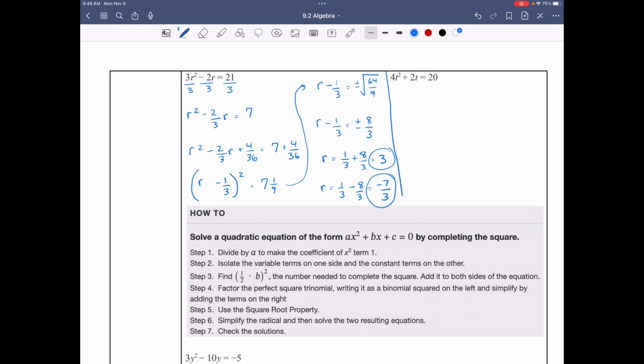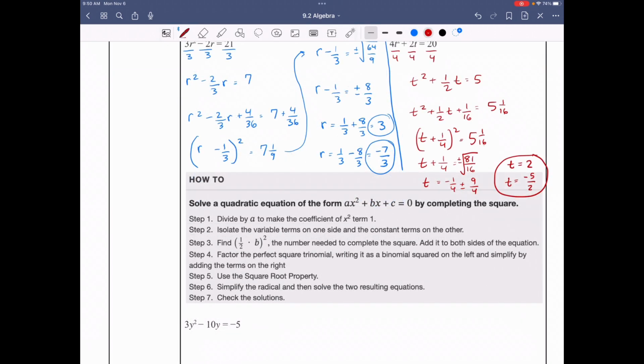Okay, I'm going to pause the video and let you follow those same steps to do the next problem, and check your answer. The next steps that I have here are similar to what we've just been doing. If we have a coefficient of x squared, we have to divide by that coefficient. So that's kind of what we've been doing. And then it's the same steps that we've been using.